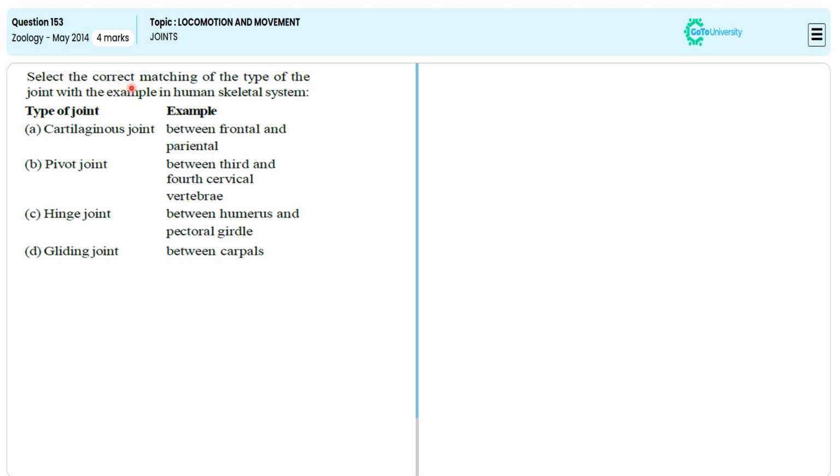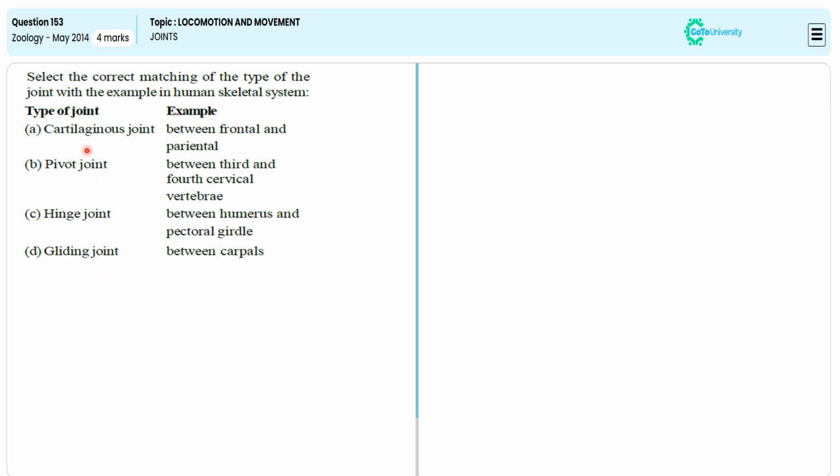In this multiple choice question, from the given options, they are directing us to specify the correct option illustrating the correct match between the joint type and the example. For this, we are ignoring the wrong options by giving the appropriate illustration.